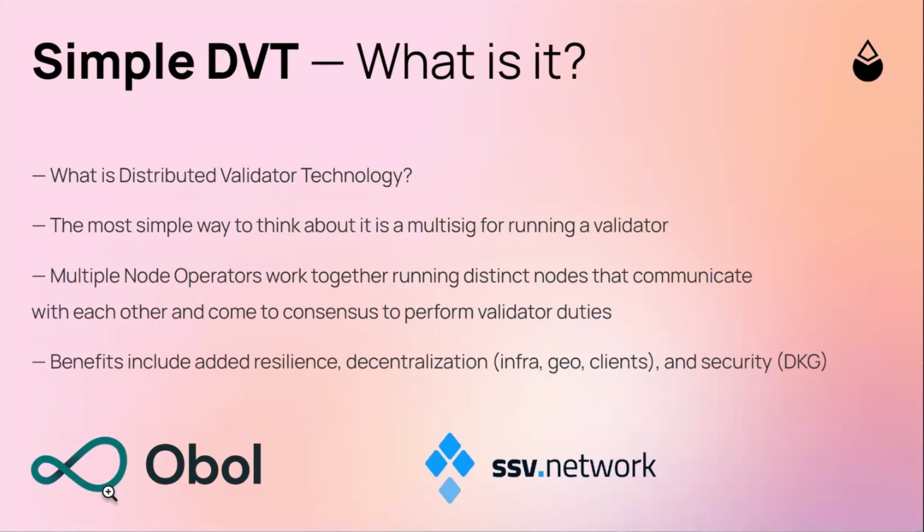When you think about resilience perspective, DVT generally operates in a threshold format. So the best example generally is, think of 4 participants working together to run a single validator. In a 3 out of 4 threshold configuration, one of those distinct node operators can actually go offline, and the validator will continue to perform its duties, assuming that the other 3 are all operating properly.